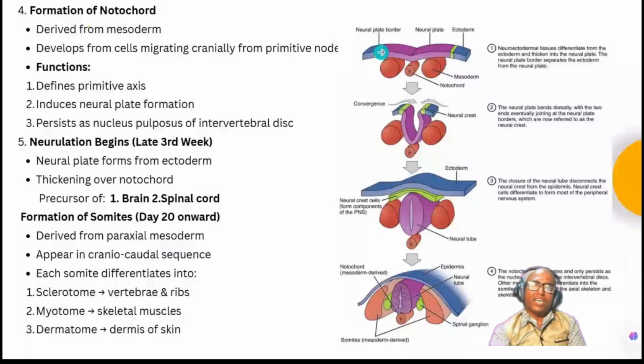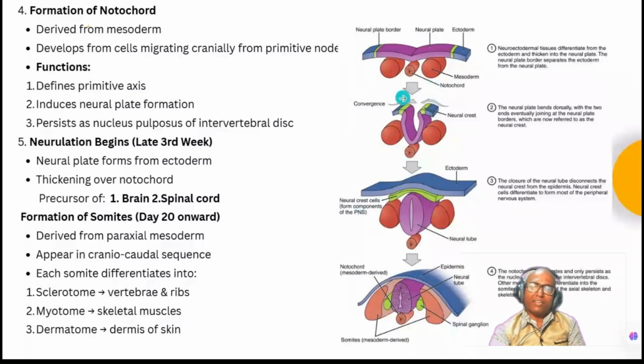Then there is an induction in this ectoderm for the formation of the neural plate, and these are the borders of the neural plate which are called neural plate borders. They are very specific in nature. That is also something you should remember, what it will form. So this neural plate will further invaginate, and the neural crest borders will join to each other, and this border of the neural crest cells will form the components of the peripheral nervous system.